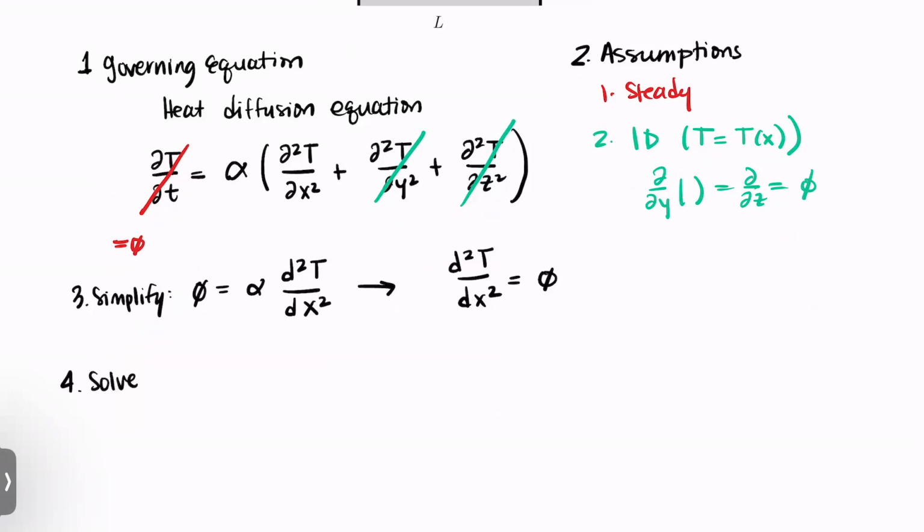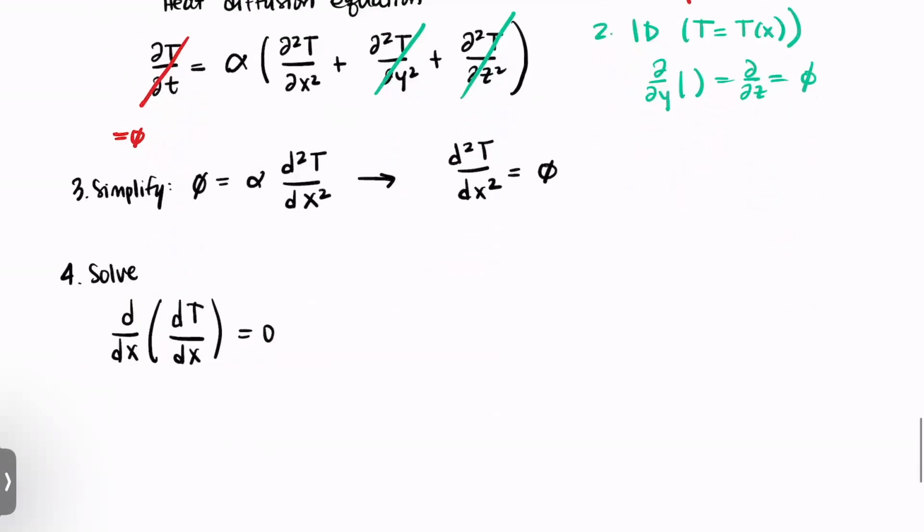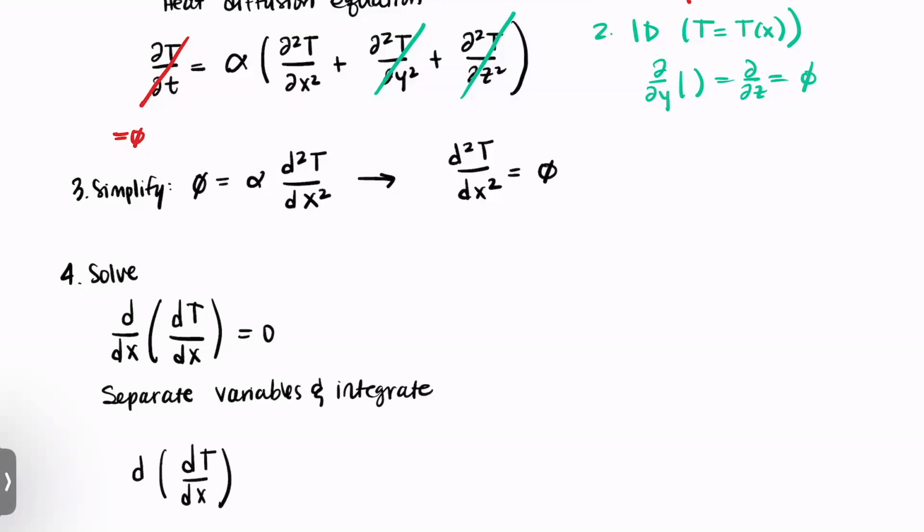4 is solve. All right, so I'm going to write my second derivative in 2 steps, just like how I did in topic 4. And so we're going to separate variables and integrate this 2 times, just like how we've done in the past. So I'm going to separate variables and integrate. So I have the differential of dT/dx is equal to 0 times dx. And I'm going to integrate this.